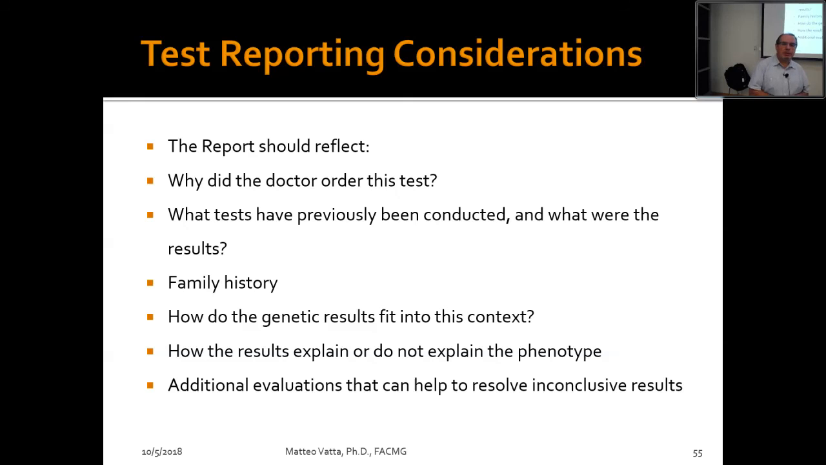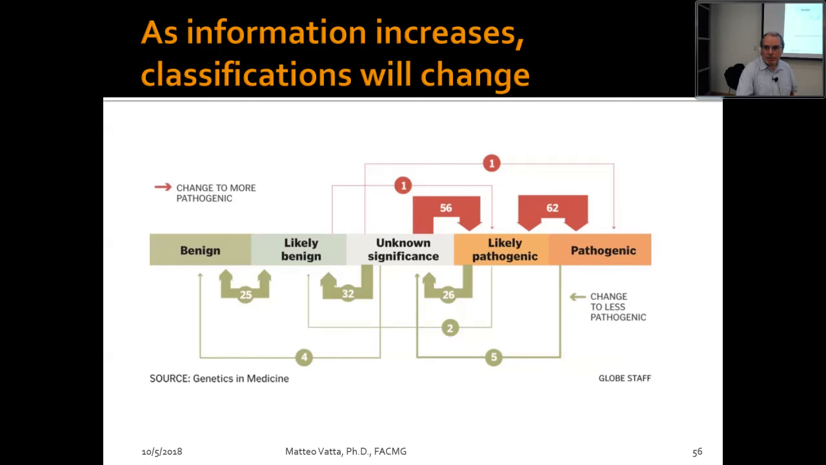The reports should reflect why the doctor ordered this test. So was it for differential diagnosis, or was it for other reasons? Were other tests done before? What have they found? Is it something that has been confirmed or not confirmed? Family history, of course, and how the genetic results fit into the context of the subject, whether they explain the phenotype, and whether there are additional evaluations that can result in conclusive results.